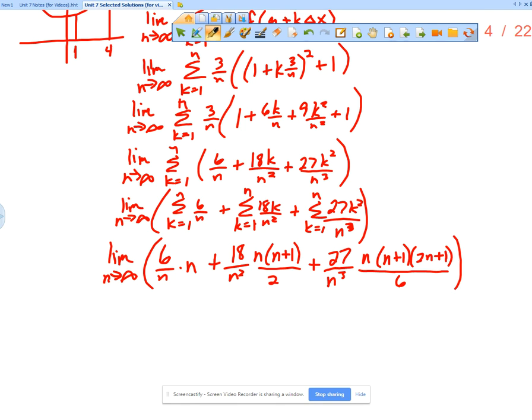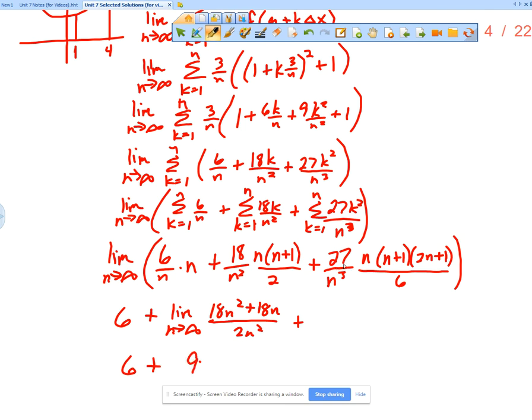Now that I dealt with the summations, I want to evaluate the limit as n approaches infinity of each thing. First of all, 6 over n times n is just 6, so the limit as n approaches infinity has nothing to do with 6. Plus, I have the limit as n approaches infinity of 18 times n plus 1 over n squared times 2. So it's actually going to end up being 18n squared plus 18n over 2n squared. Remember, the limit as n approaches infinity would just be the leading coefficient of the numerator divided by the leading coefficient of the denominator. In other words, 18 over 2, or 9. So I have 6 plus 9 plus.